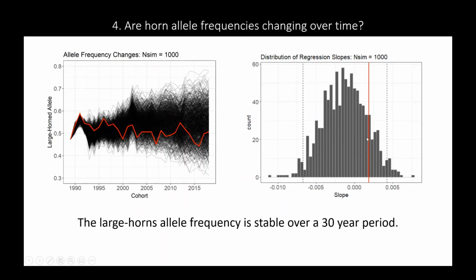The slope of our observed line actually fits within the range that we would expect under drift. So this is consistent with the fact that there's heterozygote advantage at this locus, so we might expect it to be under balancing selection rather than directional selection. And when we look at these changes in allele frequency, they are slightly less than what we would expect due to chance. But really the large horned allele frequency is stable over a 30-year period in this population, and the equilibrium frequency that we see is around 0.5.